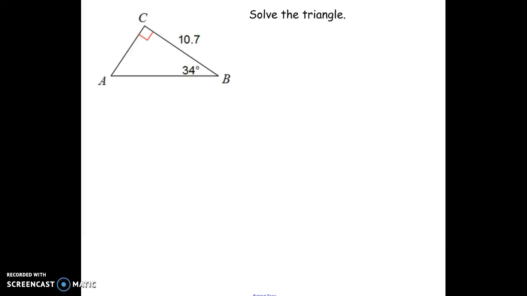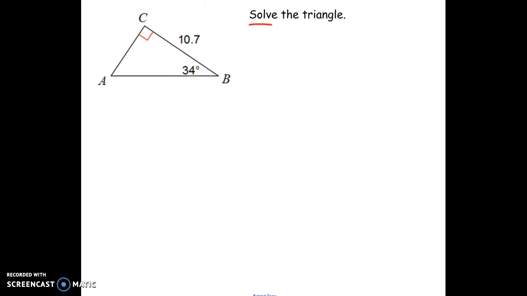Okay, so for this tutorial, I am going to show you what it means to solve a triangle. Solving a triangle essentially means that you should know the measurement of every angle and of every side. In this case, obviously it's a right triangle. That's what we're working with our trig functions. We have one side and one angle given.